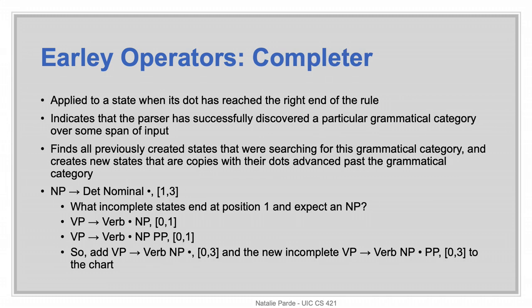Finally, the completer operator can be applied to a state when the dot is all the way at the right end of the production rule. When this is the case, it means that the parser has completed a subtree corresponding to the production rule. This means that we need to go back and find the other states that we're searching for that subtree and create new states that are copies but have their dots advanced accordingly. For example, the completer might be able to complete the state specified when it encounters this state.